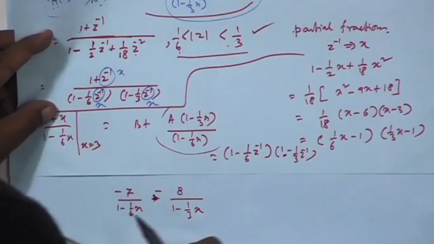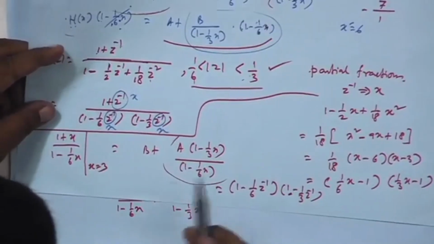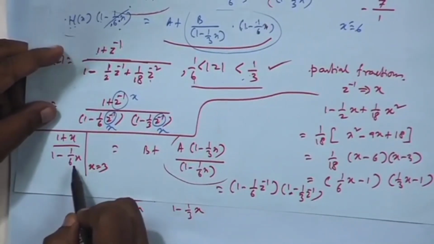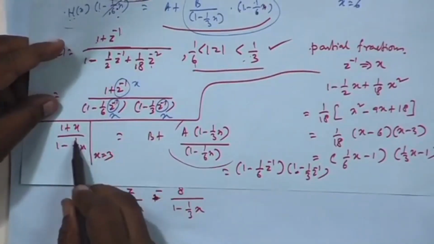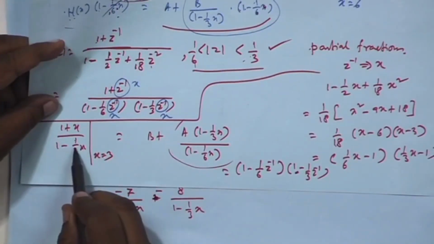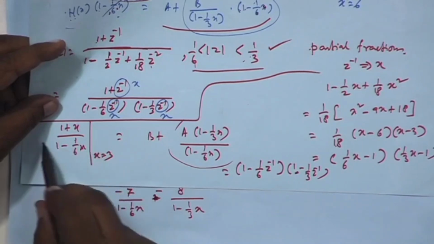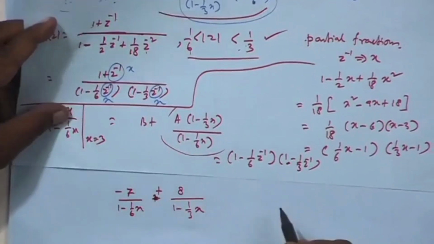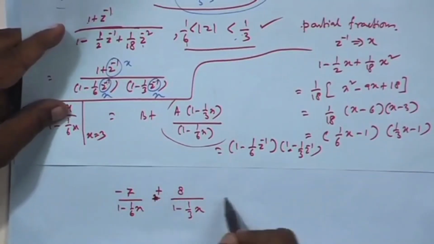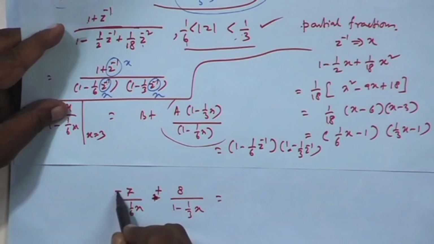It is minus 7. B is plus 8, because if you put x equal to 3, 1 by 2, 1 minus 1 by 2 is 1 by 2. So, no change of sign. So, 2 into 1 plus 3, 4. So, it will be plus 8. This is plus 8.